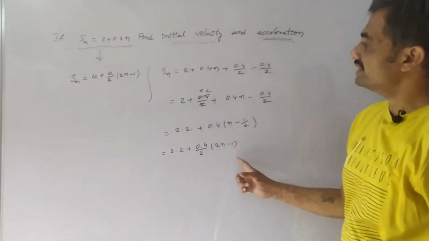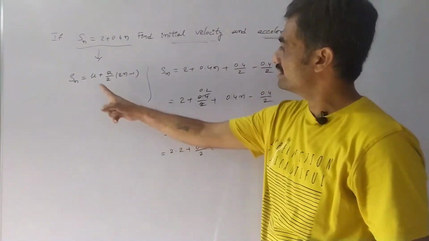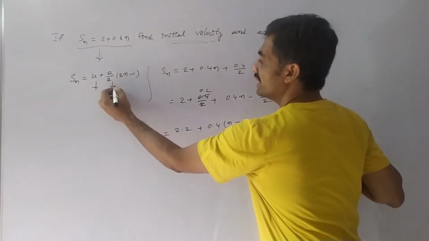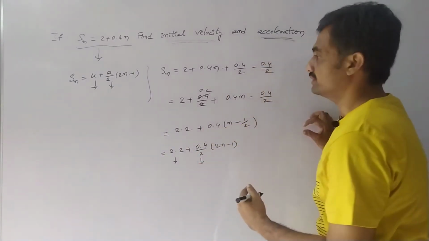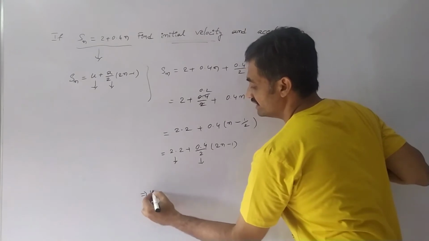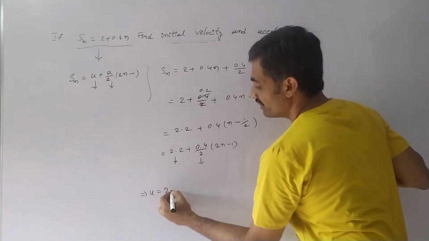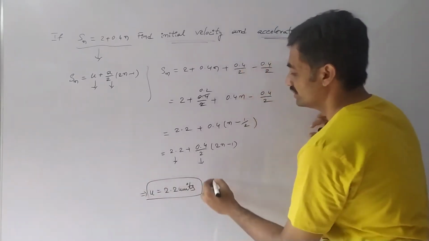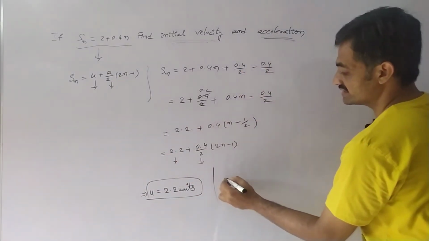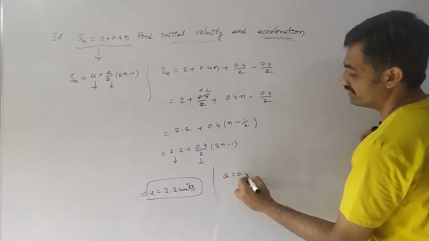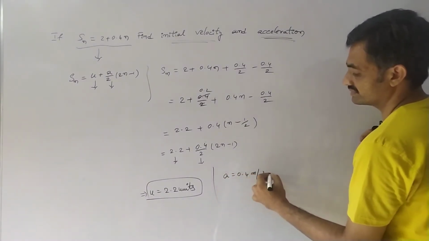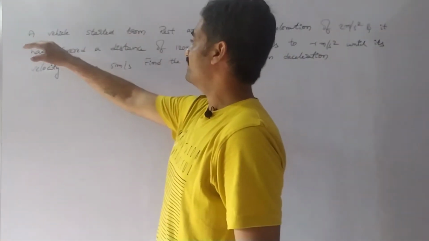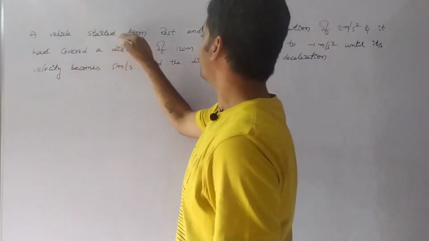When we compare this equation with the standard equation, here we have u and here we have 2.2, and here we have a by 2 and here we have 0.4 by 2. As you compare this, we can write that the initial velocity is 2.2 units, and the acceleration is a equals 0.4 meter per second square. So a equals 0.4.